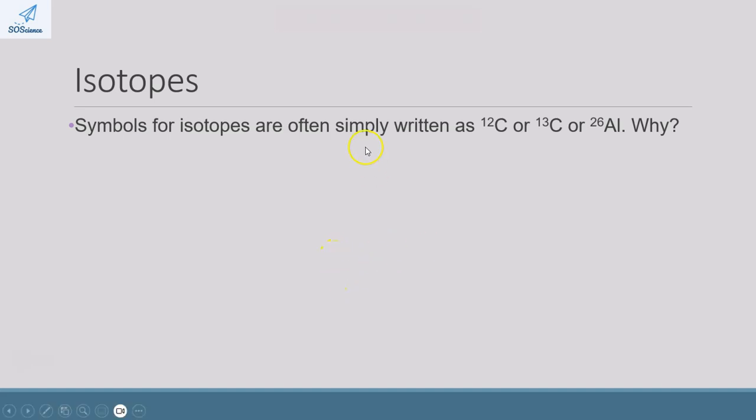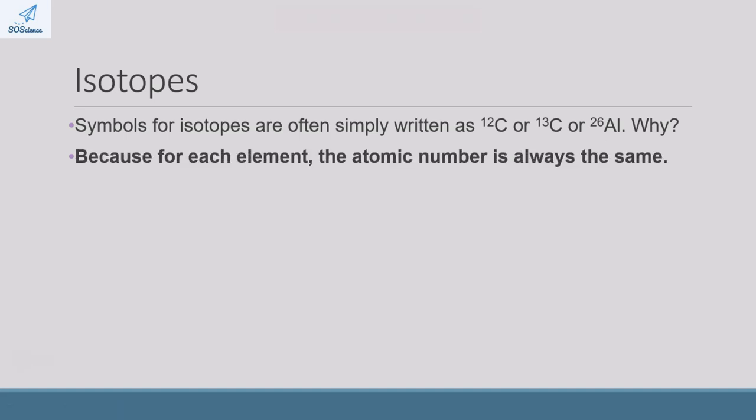Now, symbols for isotopes are often just written as C12, C13, and Al26 without representing the Z or the atomic number below. And why is it that we can get away with doing that? Well, that's because for every particular element, the atomic number is always the same, and we can always derive that value from the periodic table. We can easily derive the 6 of the carbon or the 13 of the aluminium.